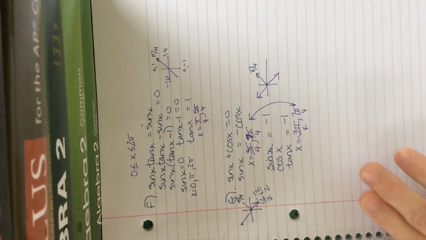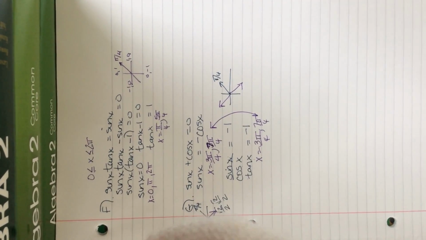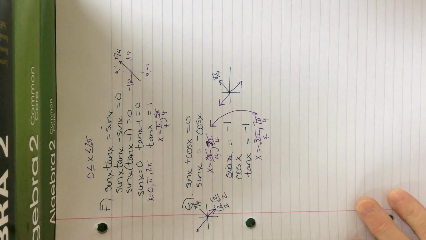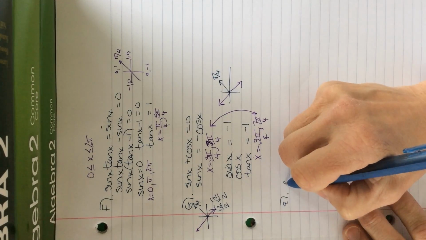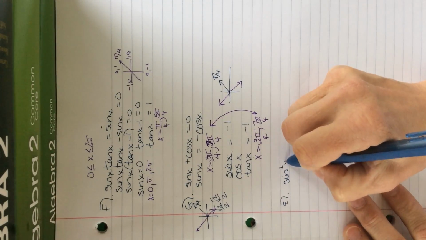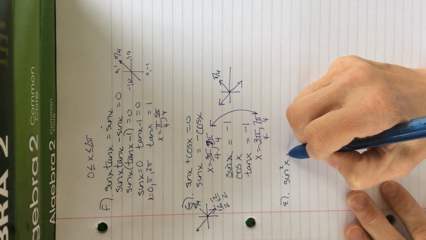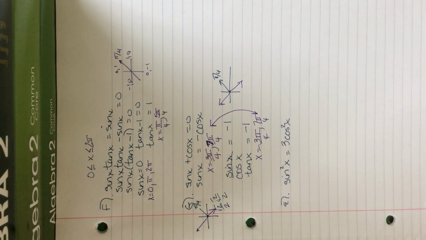Now let's look at E. Okay, so now let's look at example E. In example E, we have sine squared x equals 3 times cosine squared x.